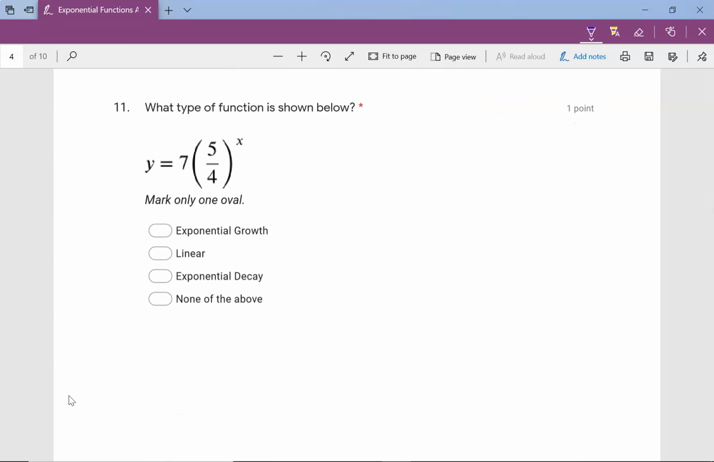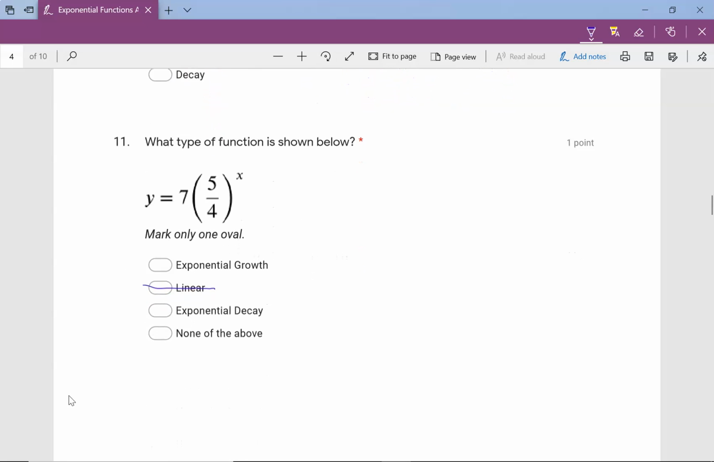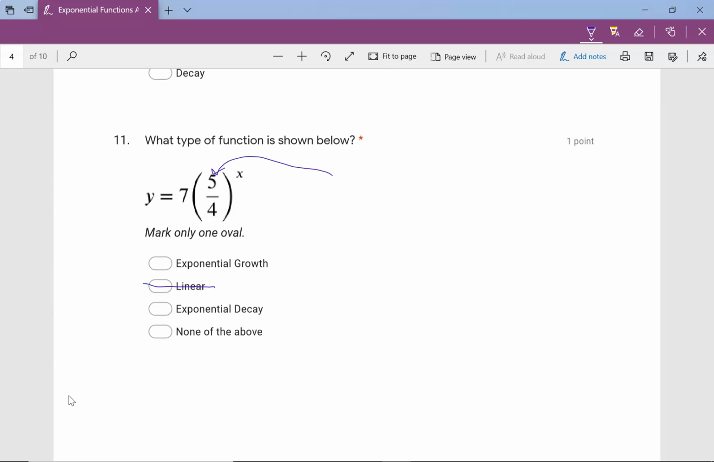The next one, well, we have an exponent that is our independent variable, so this can't be linear. Okay. When I look at this, it's almost the same function that we had in the previous problem. We have the 5/4 as our growth factor, and that's the same as 1.25 because we would just take 5 divided by 4. And because that's greater than 1, it cannot be exponential decay. It is exponential because the unknown variable is the exponent, so it's exponential growth.